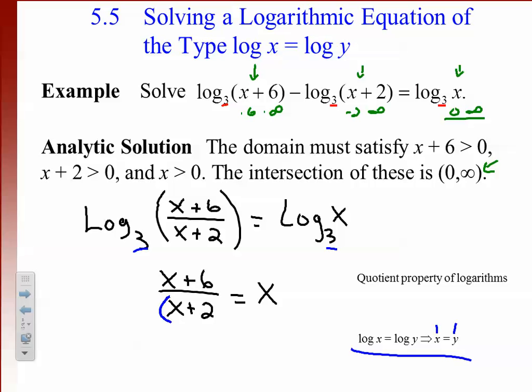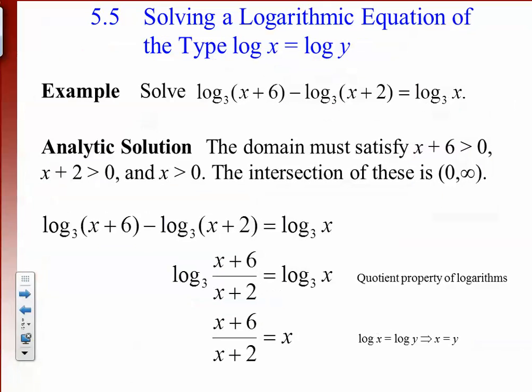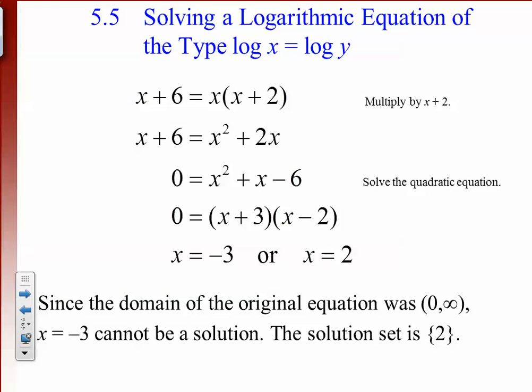From here, it's just a matter of algebra to solve it. If we multiply both sides by x plus 2, we're probably going to get a quadratic. We're going to get x squared plus 2x. So that's going to be a quadratic, and we're going to solve the quadratic. Here's what the solution looks like, typed out nicely. Here's the solution after you do that. We get a nice quadratic here. Solve the quadratic. Okay, so the two solutions are -3 and 2.